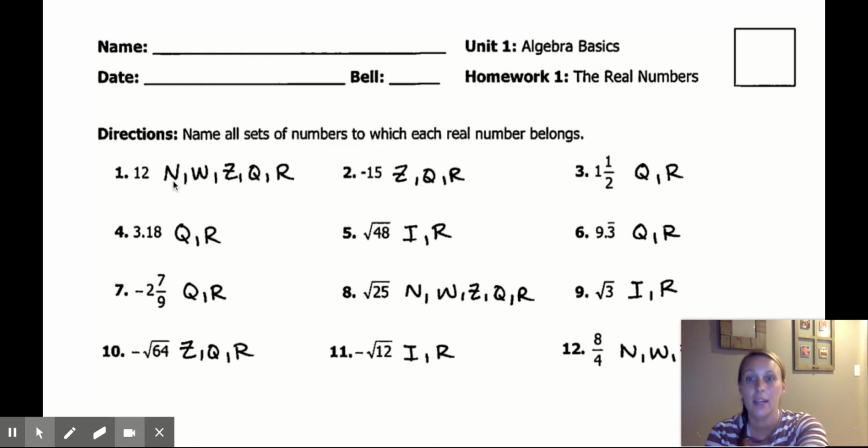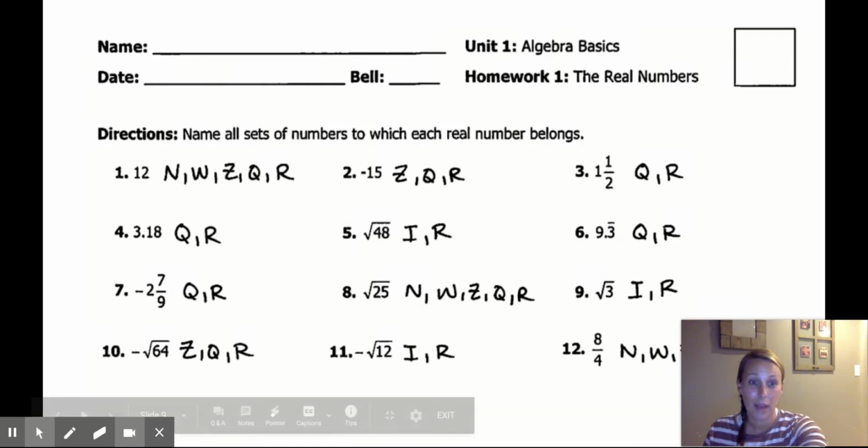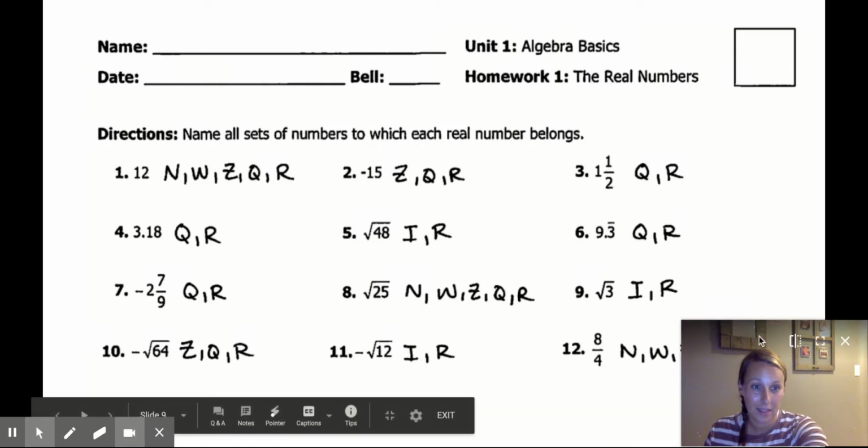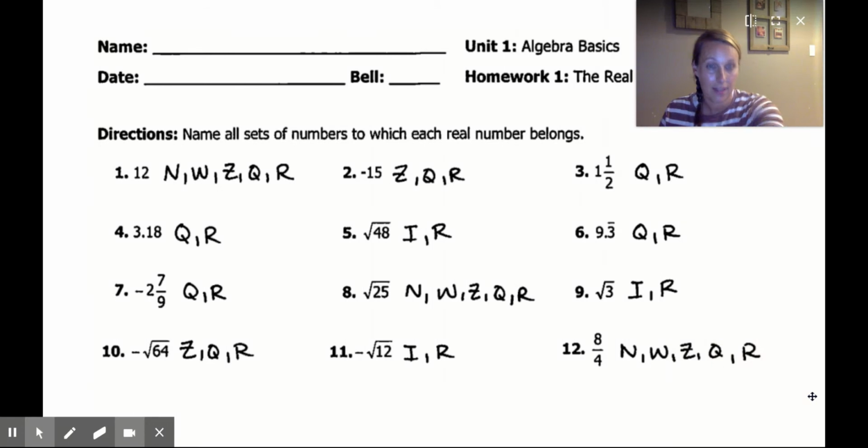For number 1, if you wrote natural, whole, integer, and rational, you got that question correct. If you're missing one of the classifications or more on a test, it would be wrong, because the directions name all sets of numbers to which each real number belongs. So just go ahead and mark it wrong. It's not the end of the world. This is how we learn. Pause the video if you need to. Correct your homework. I'm going to try to move myself up here.